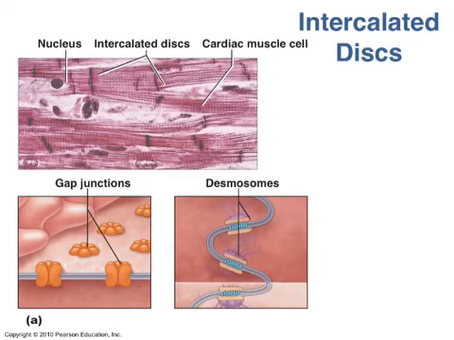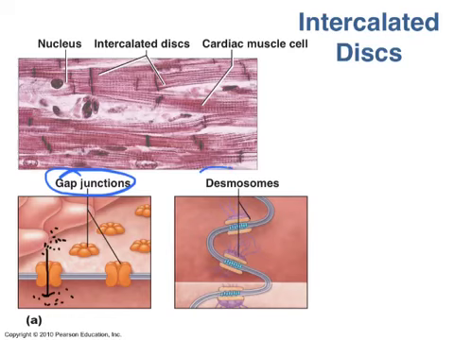Intercalated discs hold cardiac myocytes tightly together. You find two kinds of specialized cell junctions here. Gap junctions are little protein channels that allow ions to pass directly from cell to cell. So ions in one cell can diffuse straight through the gap junction into a neighboring cell. So these allow direct communication between the cardiomyocytes. This direct communication allows the myocytes to synchronize contraction so that your heart works as a coordinated unit.